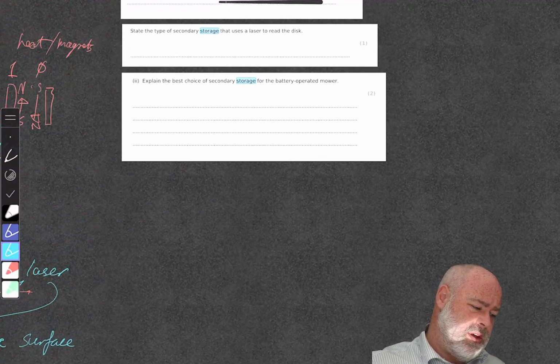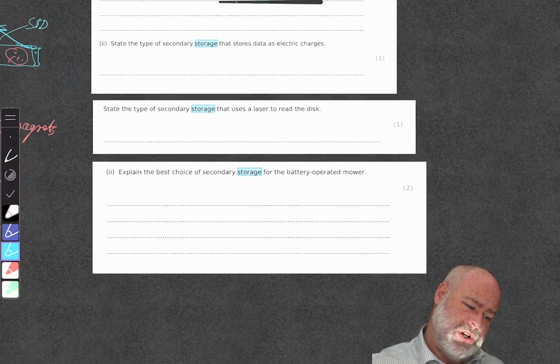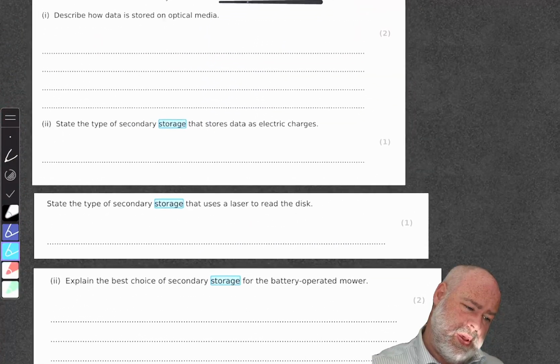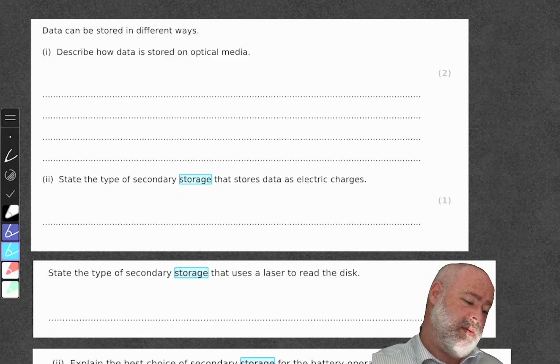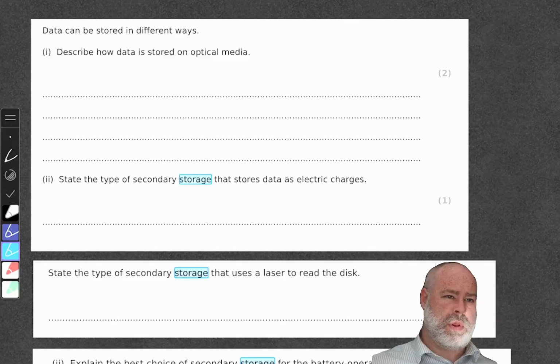So let's just go through some exam style questions here. Let's start from the top. Data can be stored in different ways. Right, here we go. Describe how data is stored on optical media.